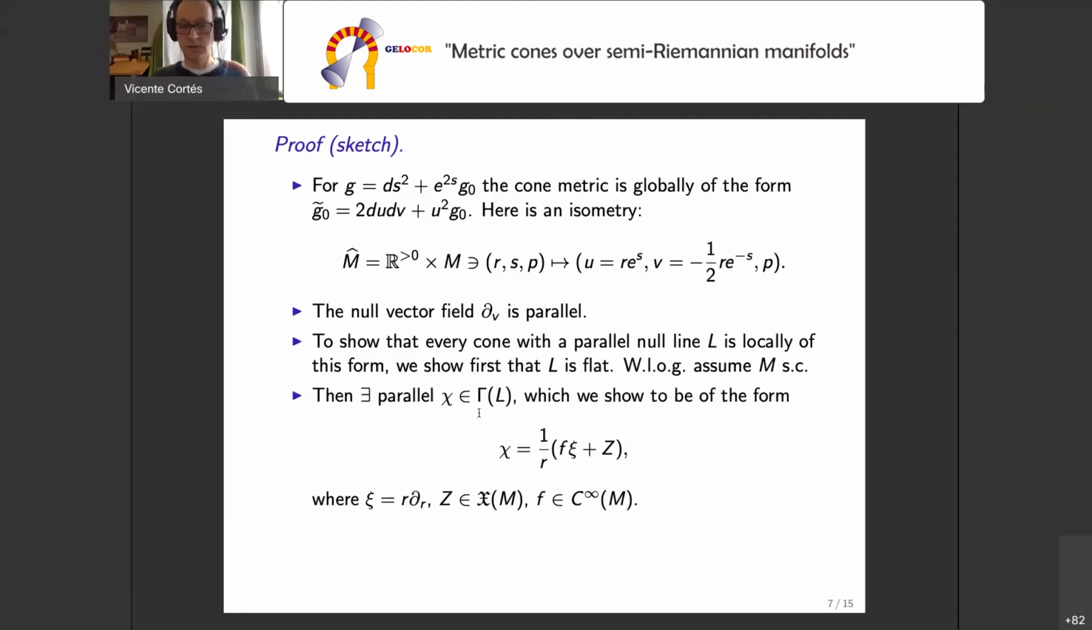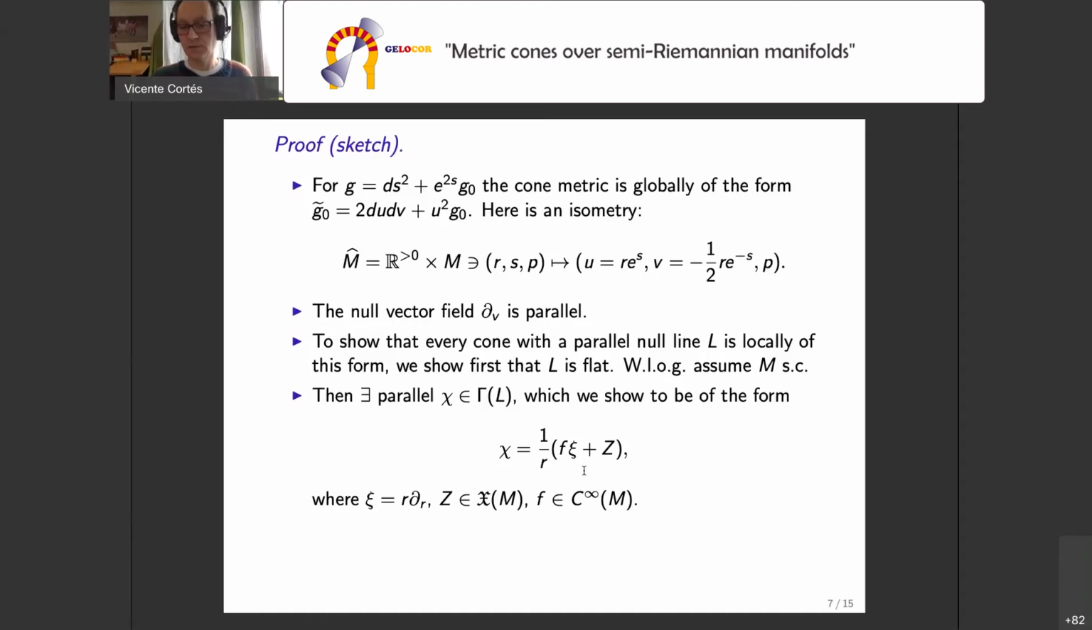And so this is this section which I call chi here. So we have a parallel section of the line bundle L of this parallel null line. And by some calculations, again using formulas for the Levi-Civita connection, we were able to show that this parallel vector field can be written in the following form.